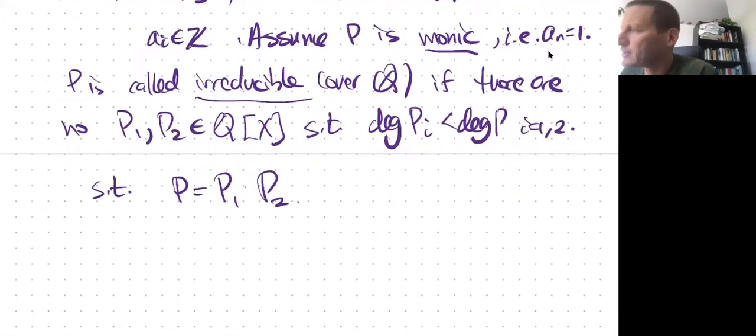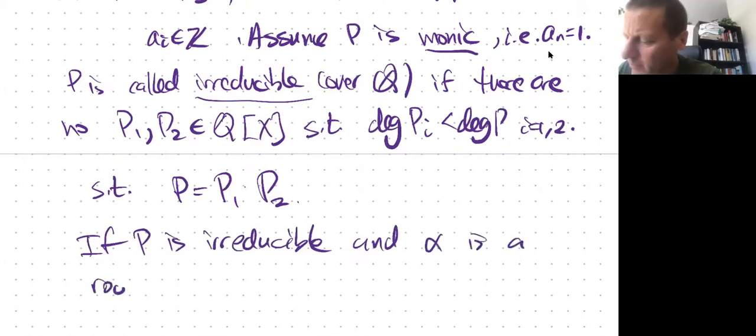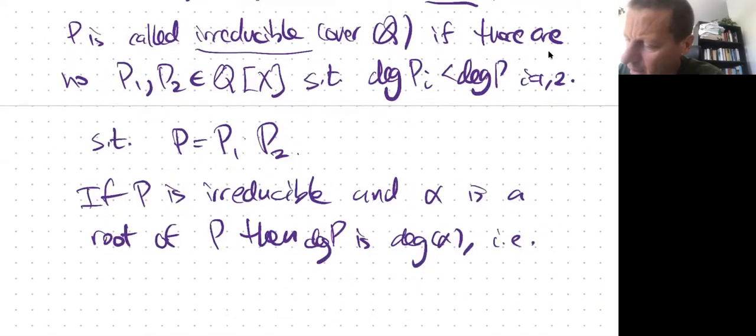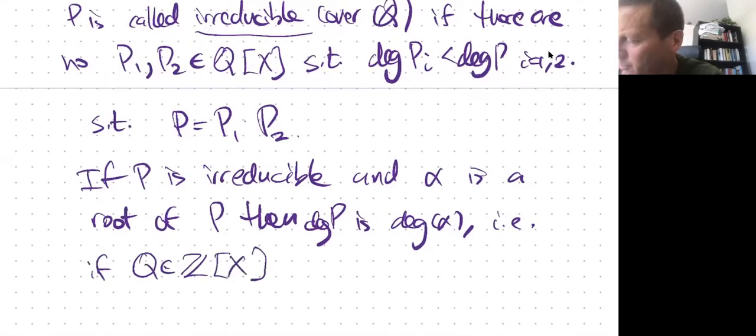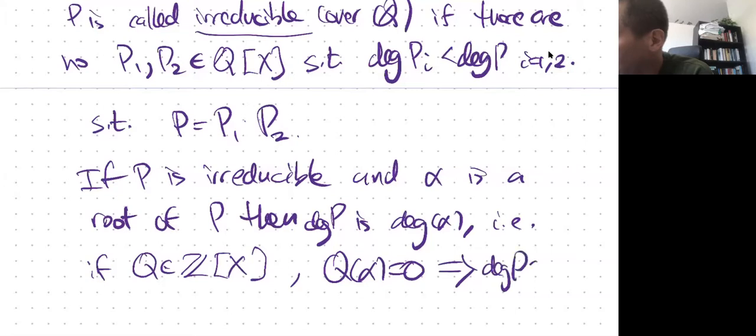If P is irreducible and alpha is a root of P, then the degree of P is the degree of alpha, which just means that if you have any non-zero polynomial Q of which alpha is a root, then the degree of P is at most the degree of Q. So you can't have a smaller degree polynomial of which alpha is a root if P is irreducible.